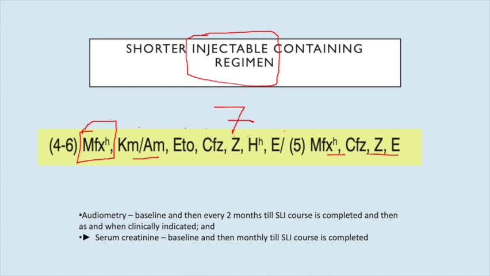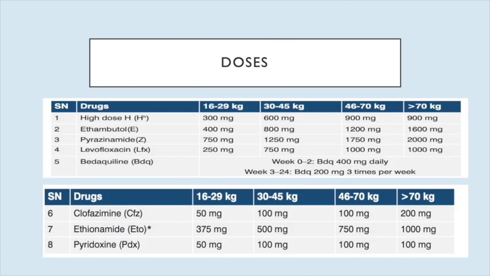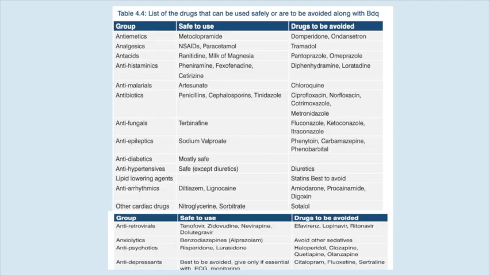Because we are using kanamycin and amikacin, audiometry has to be done at baseline and every 2 months, and creatinine has to be checked. These are the doses which are given according to the weight band, and this table is easily available and you can note them. What is the list of the drugs that are to be avoided? Because bedaquiline has a lot of interactions.